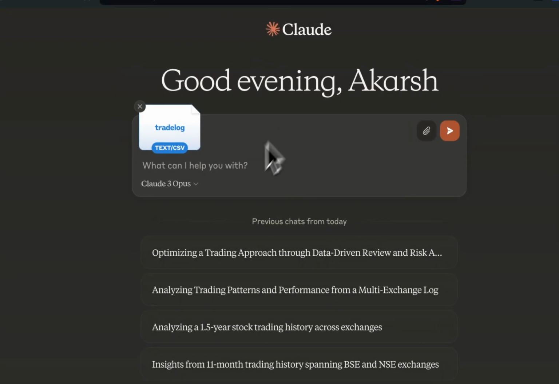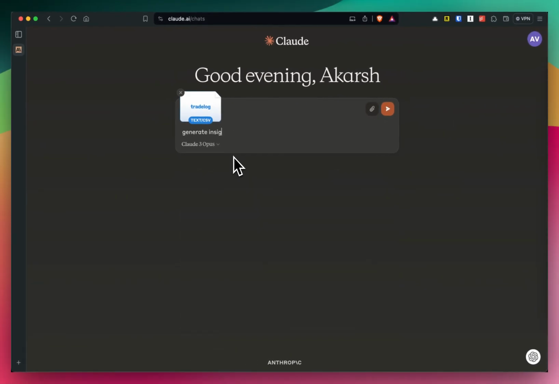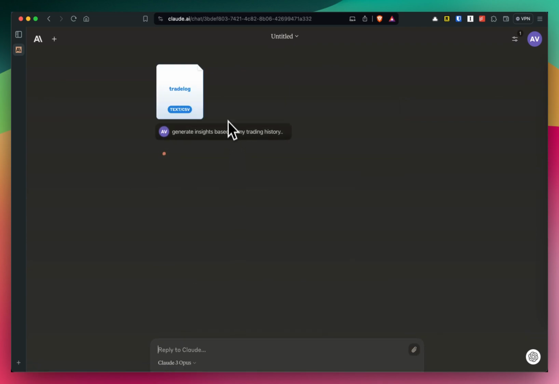I'll drag and drop here, and I'll ask the LLM to generate insights based on my trading history, and this is how we can start a conversation. Essentially, it's going to take in the data. It'll come up with some insights, and most of the insights would be fairly reasonable and correct. But what I want to show is how we can improve and optimize this.